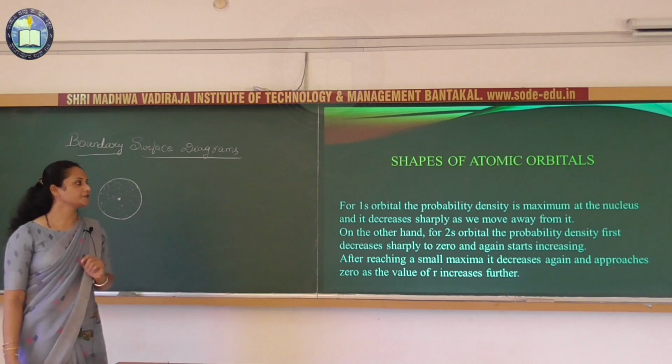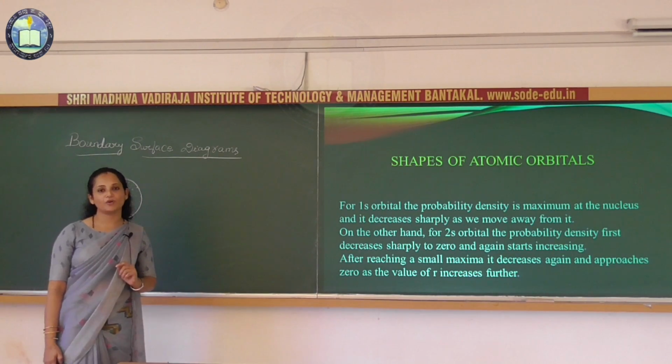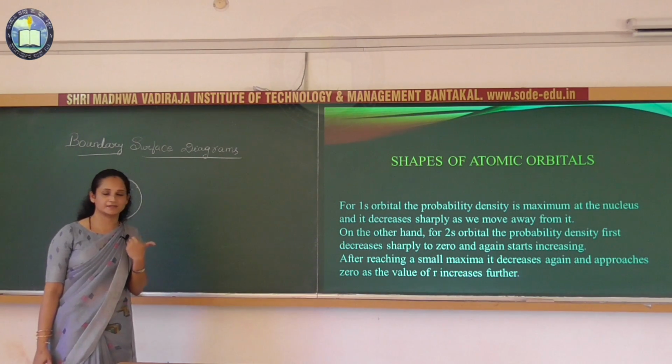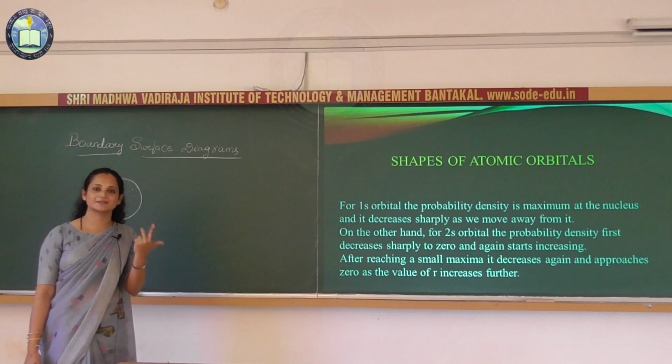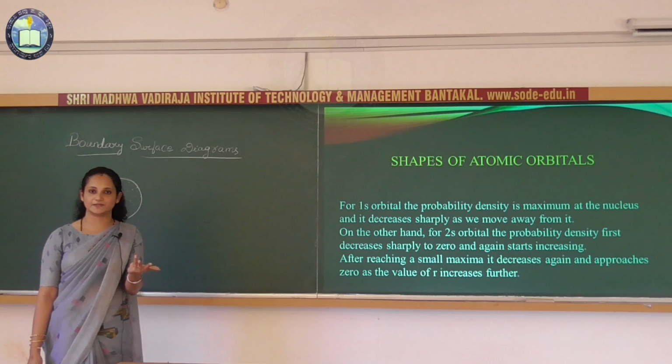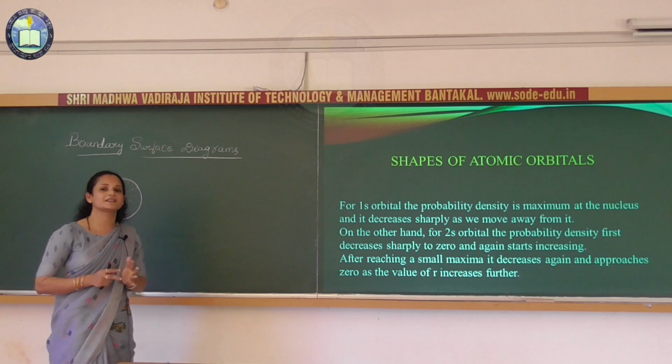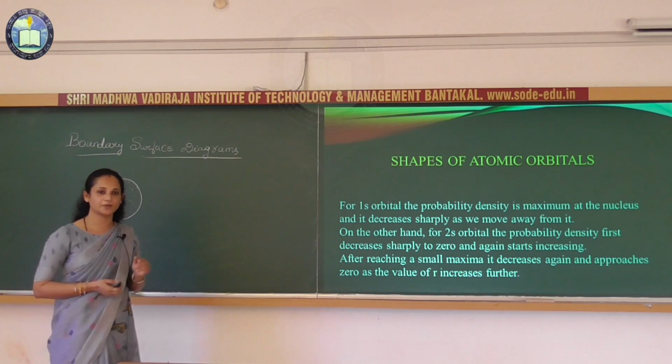Let us discuss now the shapes of different atomic orbitals. As we know, there are S orbitals, P orbitals, D orbitals, F orbitals. We have to study the shape of each of these orbitals.